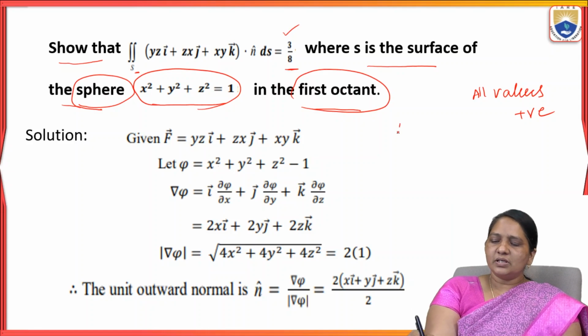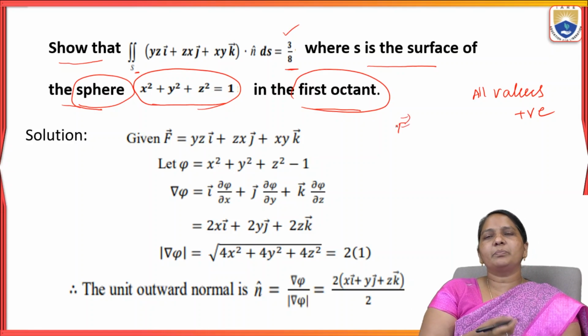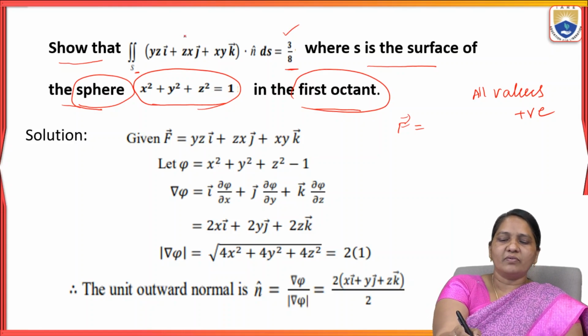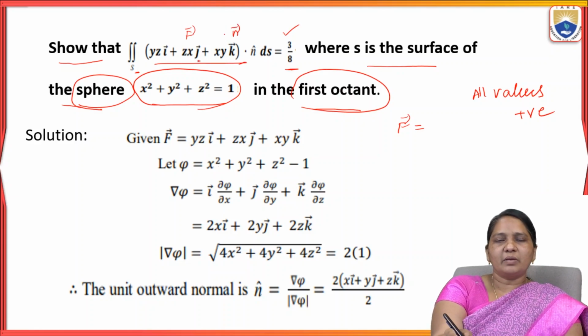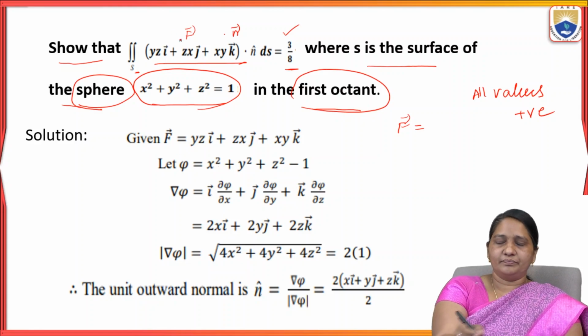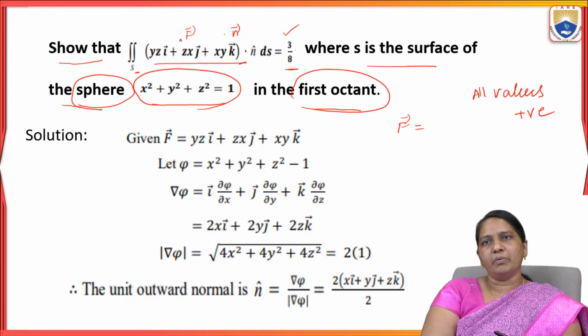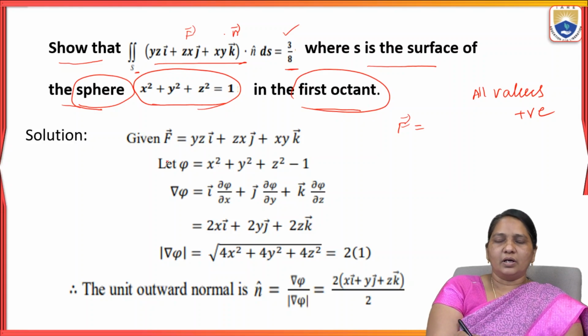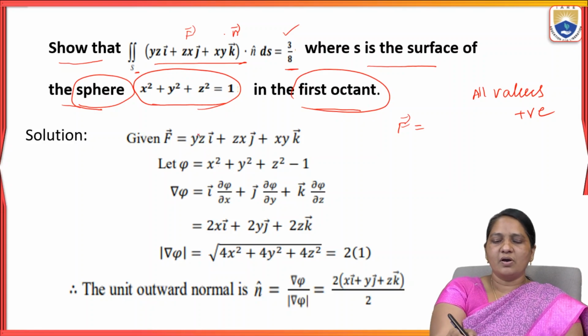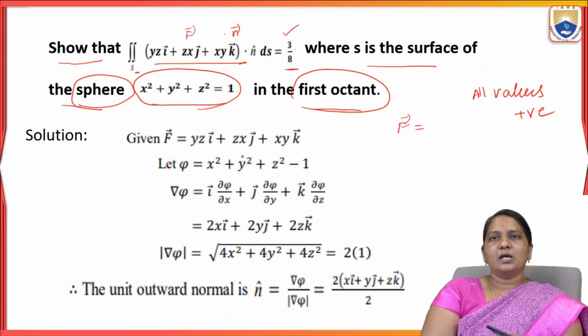And what is the f bar here? Actually in the previous problem they directly gave the f bar. But in this question they have given that we have to evaluate f bar dot n bar. In place of f bar they gave the value yz i plus zx j plus xy k. So that is nothing but f bar. Now we are taking the given data in the solution. Here f bar is yz i plus zx j plus xy k.